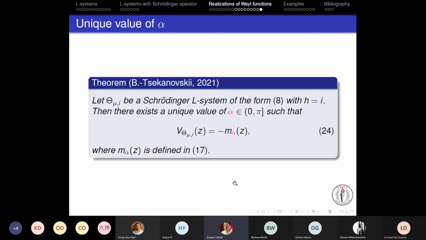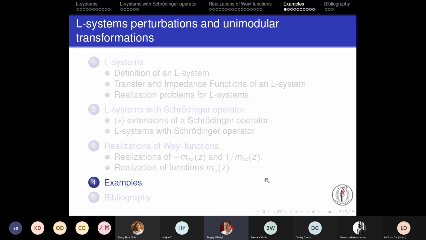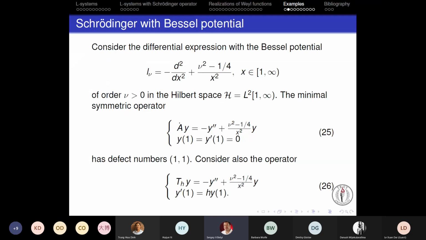Okay, and that's all the theoretical part. Of course, it's nice to look at examples of these. What we do, we take another textbook example: a Schrodinger operator with a Bessel potential. What you see here is a parameter nu that creates a Bessel potential. Nu is a positive number. The Hilbert space is taken from 1 to infinity.